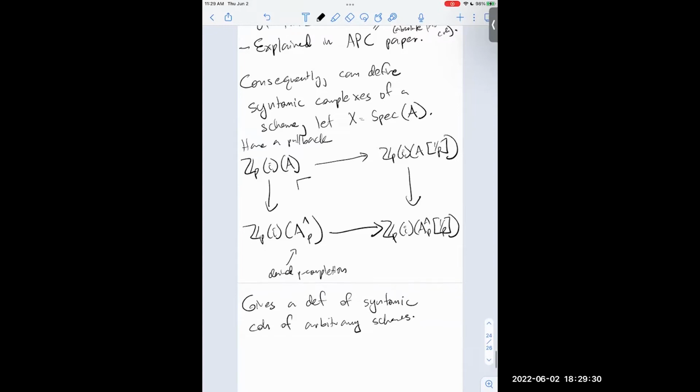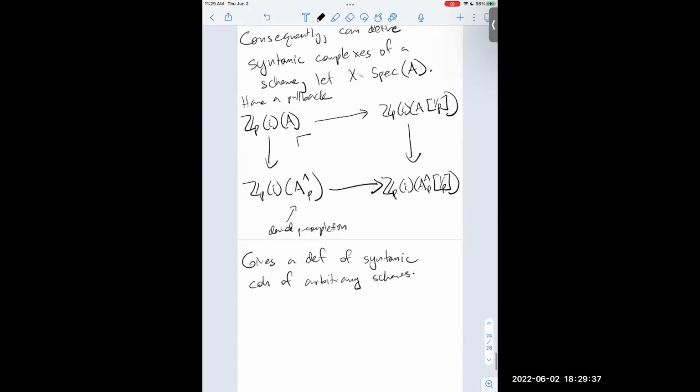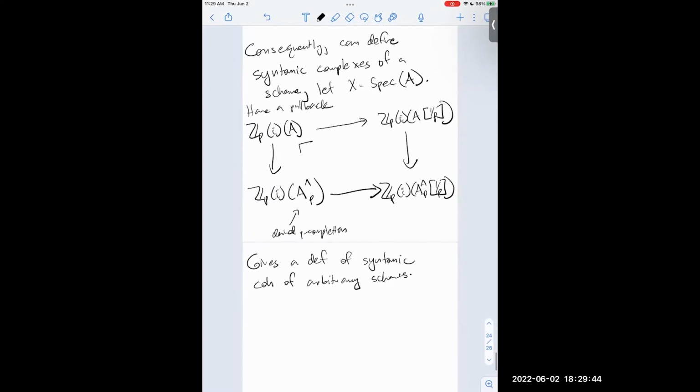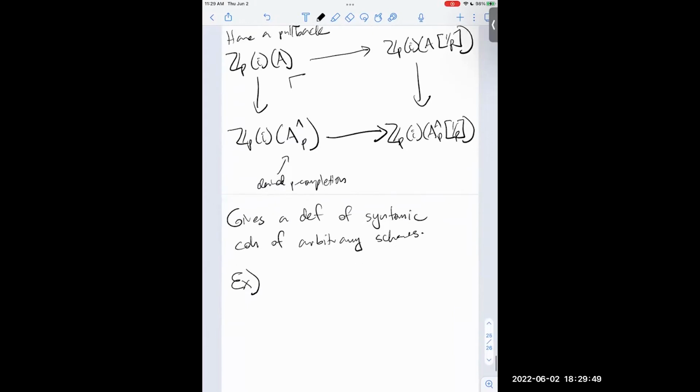Yeah, so also in this theory, maybe I should first give some examples before I continue. So this gives us a definition of syntomic cohomology, or of the Z mod P to the n twisted by I sub X. And let me write down some examples. So the first example is that ZP0 of X is the étale cohomology, or pro-étale cohomology, of X with ZP coefficients.